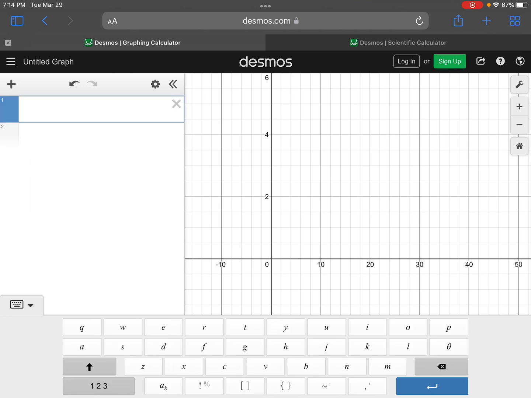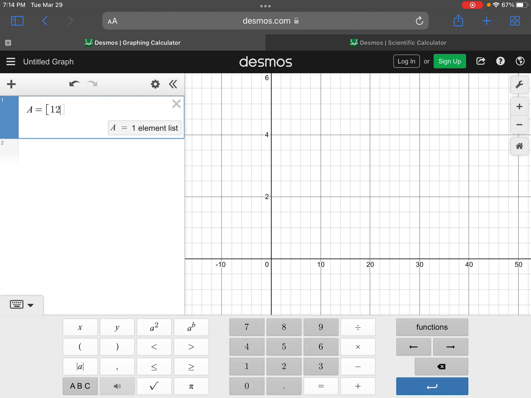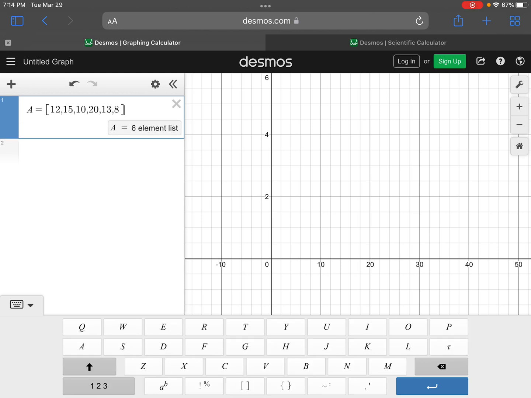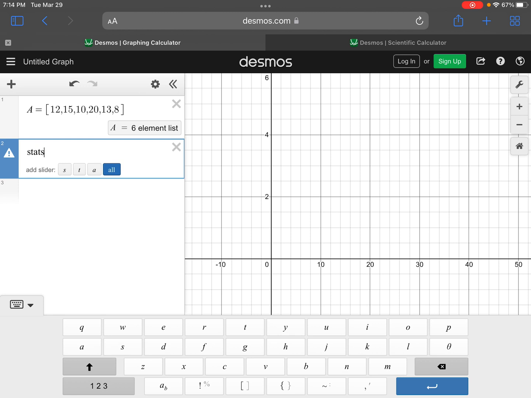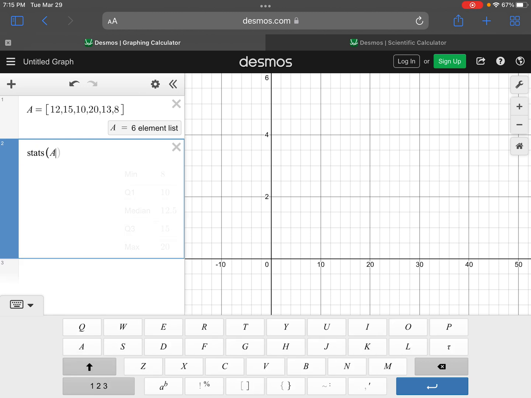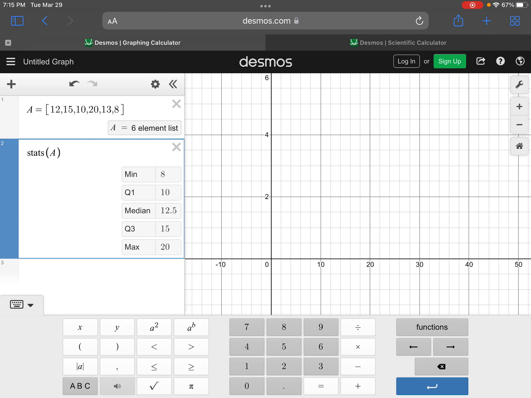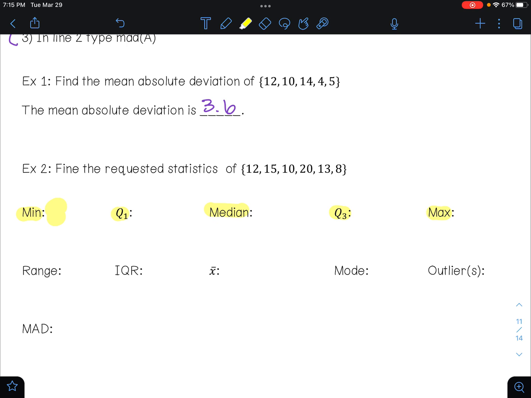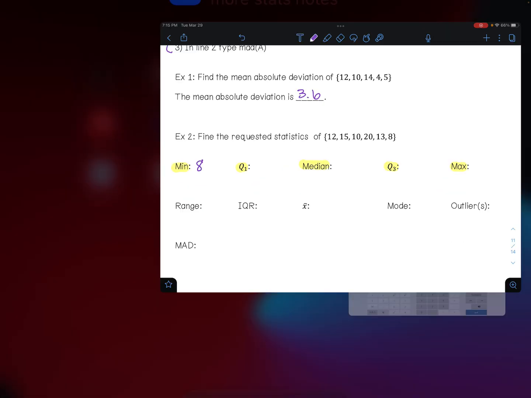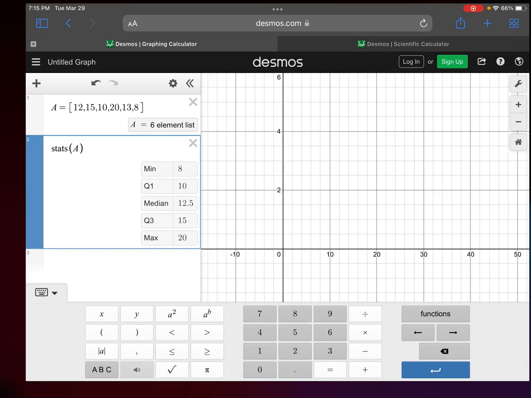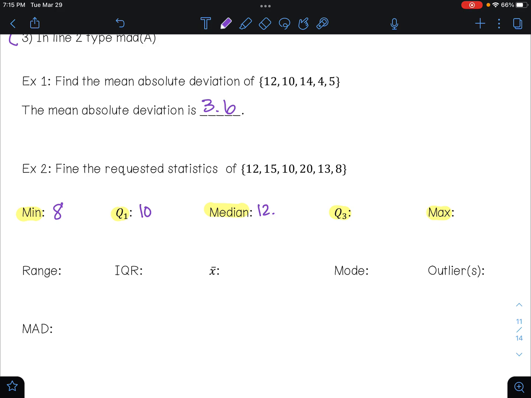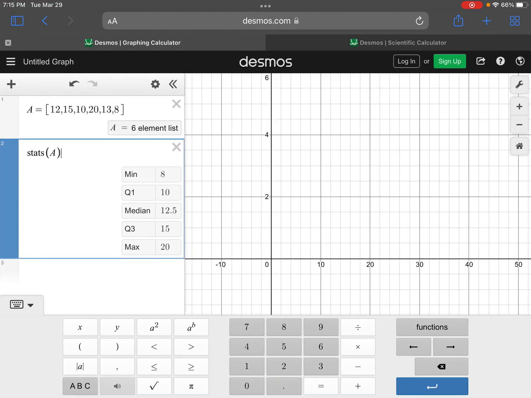So I'm going to go A equals, and I'm going to do my list. And again, those numbers were 12, 15, 10, 20, 13, and 8. So here I have six numbers, and we want that five number summary. So to find that, I'm just going to do stats of list A. And I get 8 for my minimum. Q1 is 10. Our median is 12.5. Q3 is 15, and our max is 20.